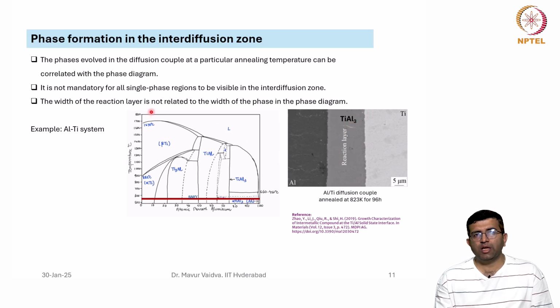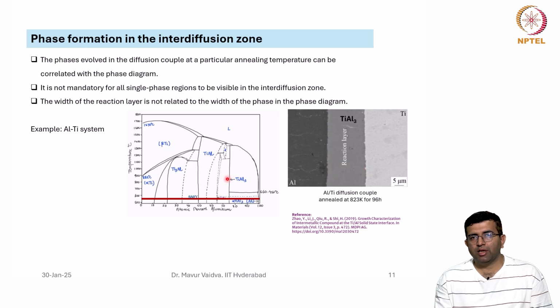The width of the reaction layer is not related to the width of the phase in the phase diagram. This is very important. This width is actually the kinetics. So you shouldn't think that if there is a line compound here, it should be like a line here. This is a kinetics driven phenomenon. As for the growth of this phase, thermodynamics can only tell us whether this phase can be there or not.